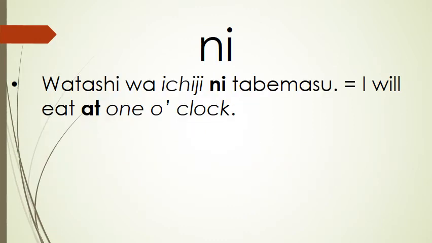So, to look at another example of how to use ni, if we said, Watashi wa ichiji ni tabemasu, that would mean, I will eat at 1 o'clock. See that in this case, ni is analogous to the English word at. Also notice that ichiji means 1 o'clock. Don't worry too much about that. We're going to learn more about time in a future lesson.